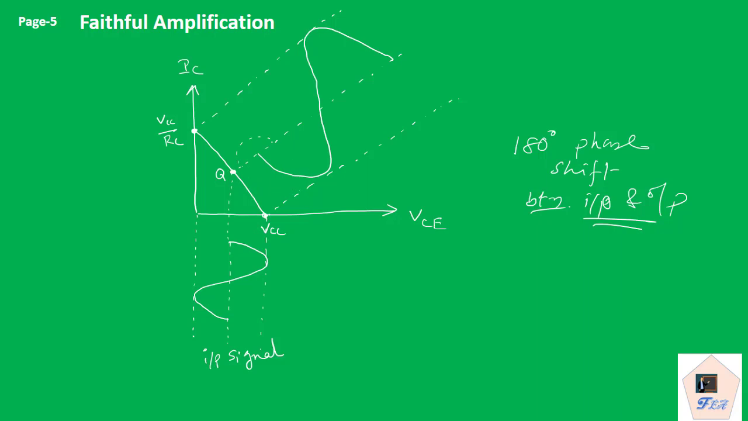Now suppose this operating point is here. As a result, we will get this part more and this part less. So we will not get a faithful amplification. For faithful amplification, it is very important that the operating point should be at the middle, or at the midpoint of the DC load line.